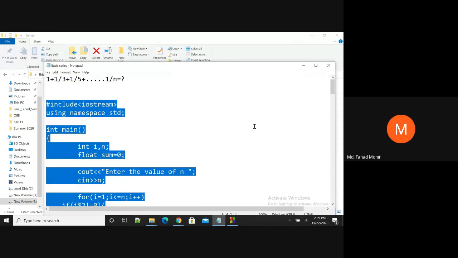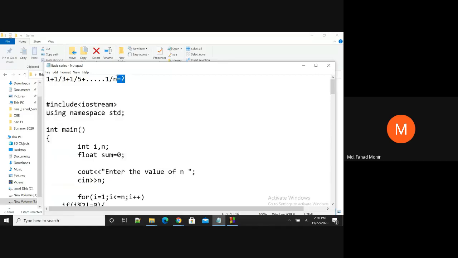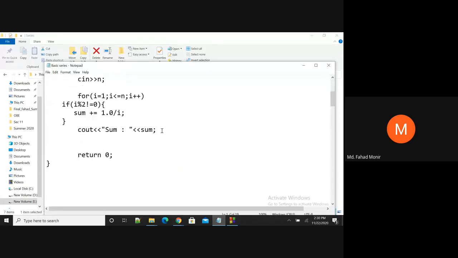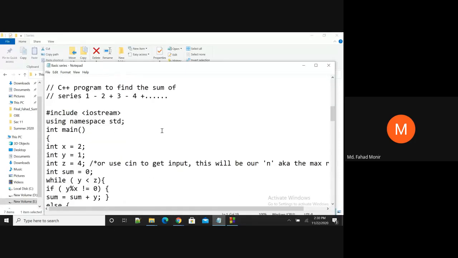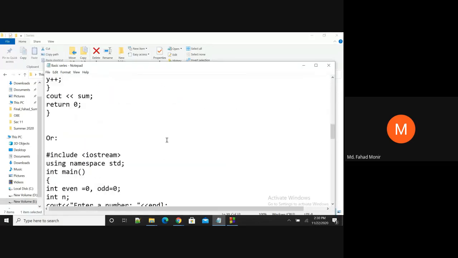Hello, this is class recording number 8, and today we're going to practice some problems related to series. For example, how we can do the series with 1 plus 1 over 3 plus 1 over 5 plus till 1 over n. We are going to get the sum of that, and we are going to see how to do it when we have something like this: 1 minus 2 plus 3 minus 4 and so on.